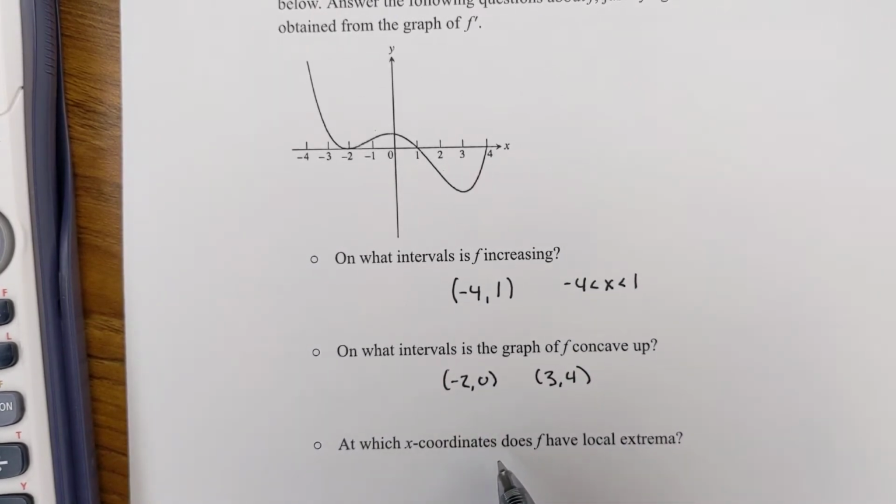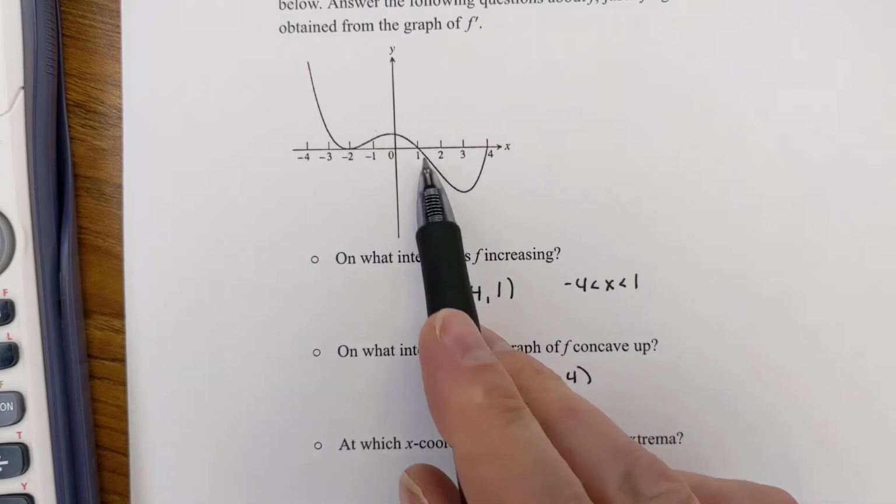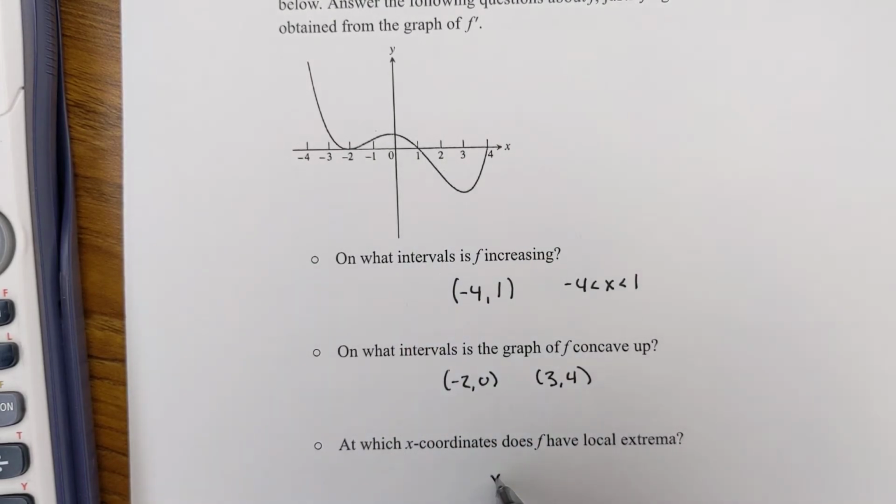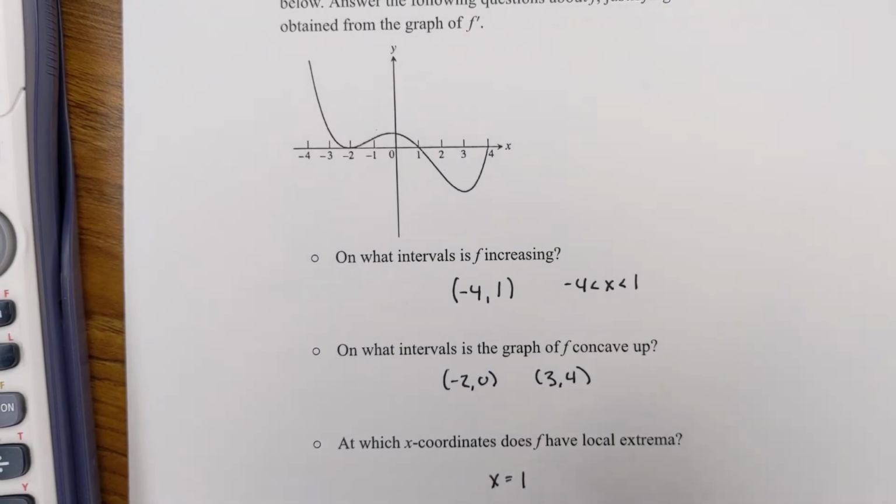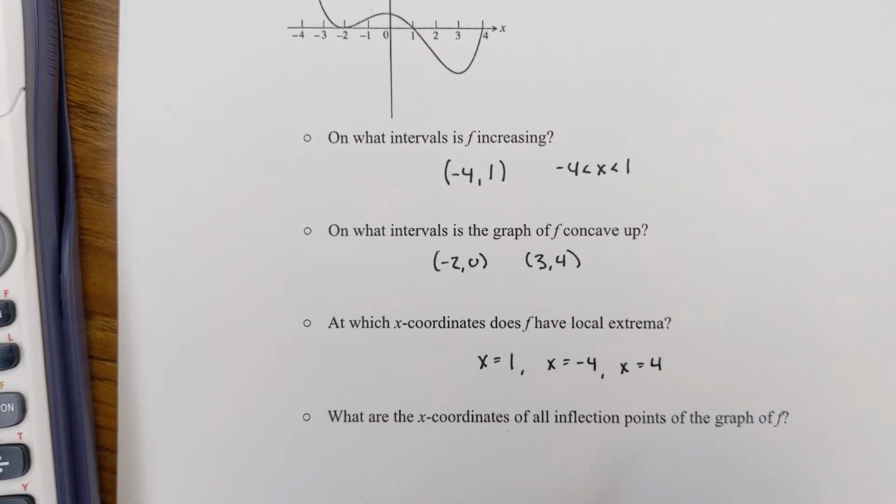At which x coordinates does the function have local extrema? So that's where the derivative changes sign. So there's only one of them here at x equals 1. Oh, sorry, bad example. There's actually two other ones. Since we have a closed interval, the endpoints will also be local extrema.